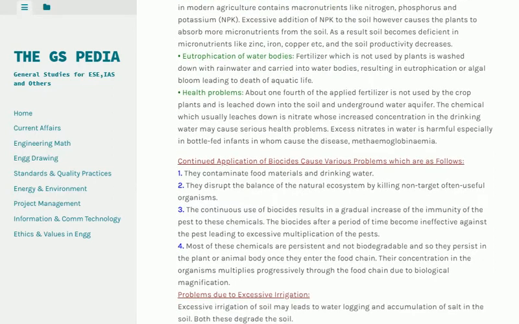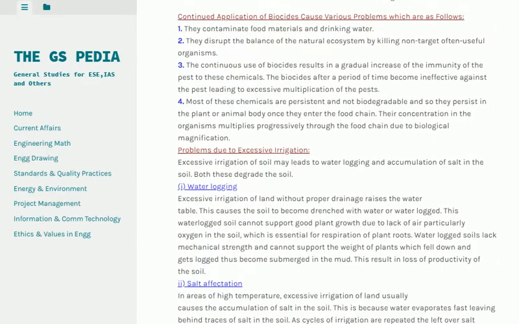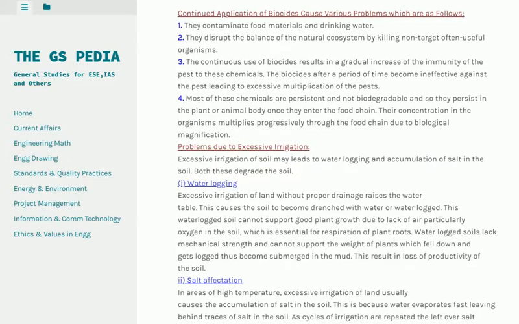Continued application of biocides causes various problems, which are as follows. 1. They contaminate food materials and drinking water. 2. They disrupt the balance of the natural ecosystem by killing non-target, often useful organisms. 3. The continuous use of biocides results in a gradual increase of the immunity of the pest to these chemicals. The biocides after a period of time become ineffective against the pest, leading to excessive multiplication of the pests.